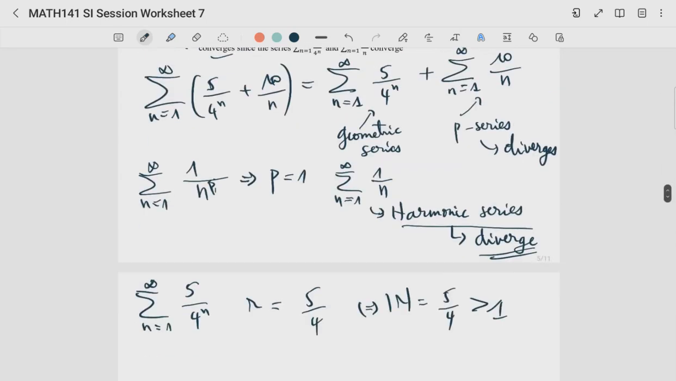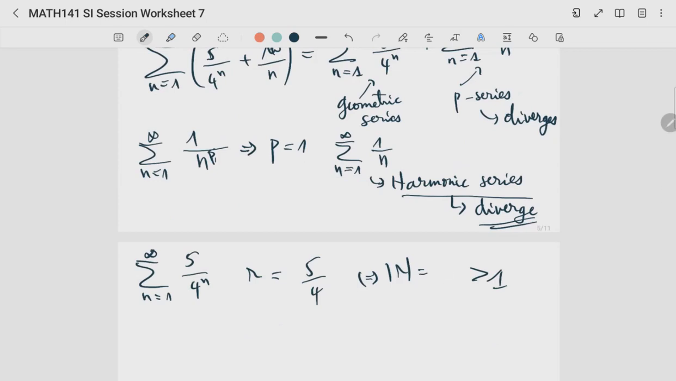Oh, no, sorry. That's my mistake. R is not equal to 5 over 4. R is equal to 1 over 4, because 5 is not to the exponent of n. So 5 is our constant in this case, a. So R is equal to 1 over 4. The absolute value of 1 over 4 is just 1 over 4, which is less than 1, which means that our geometric series converges.